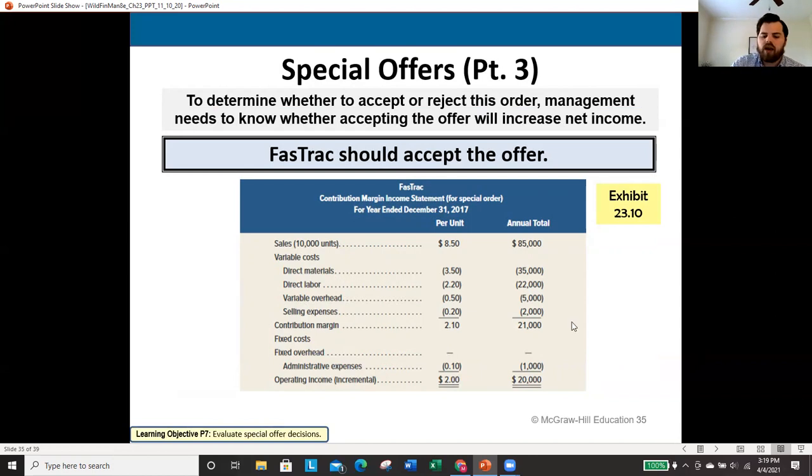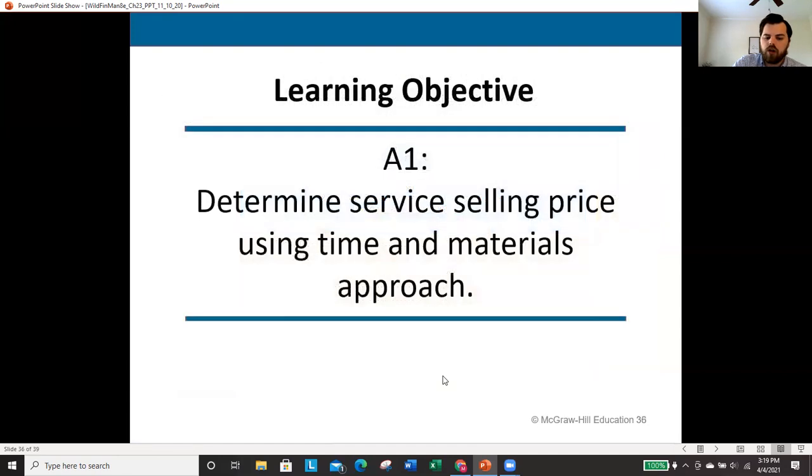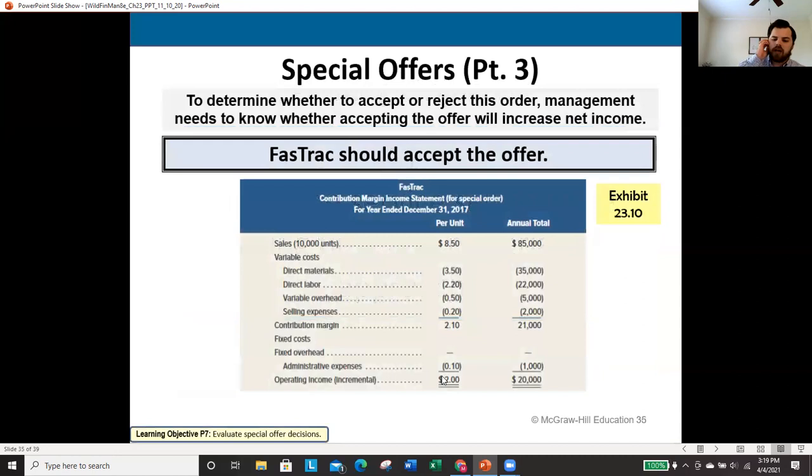And so we would have to consider that, but that's only an extra 10 cents per unit. So I still have operating income in this case of $2 per unit. Now, because of that, we will want to accept the offer because I'm actually still generating positive income.